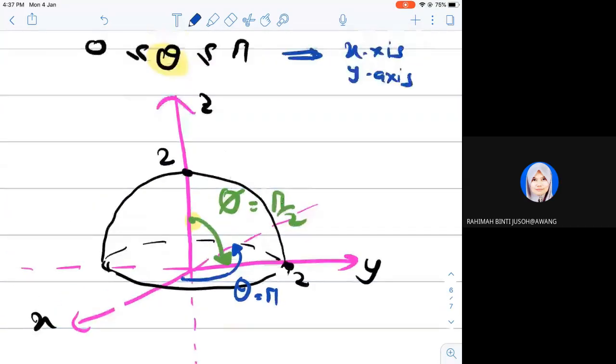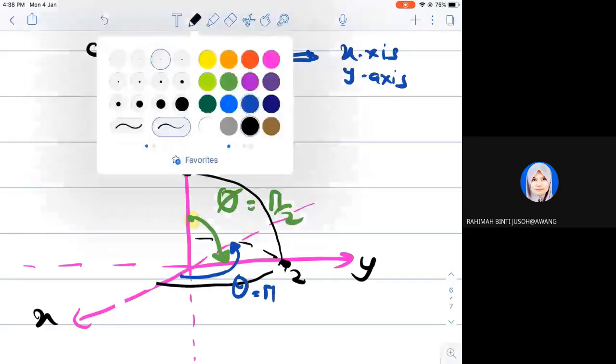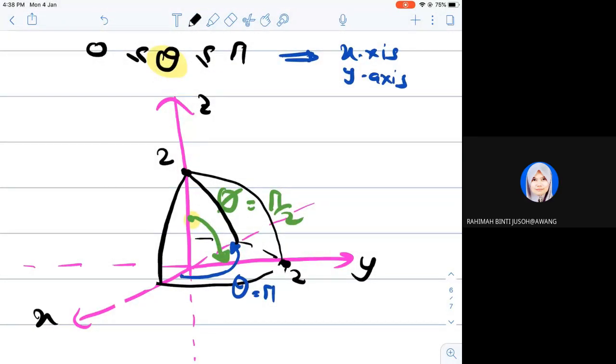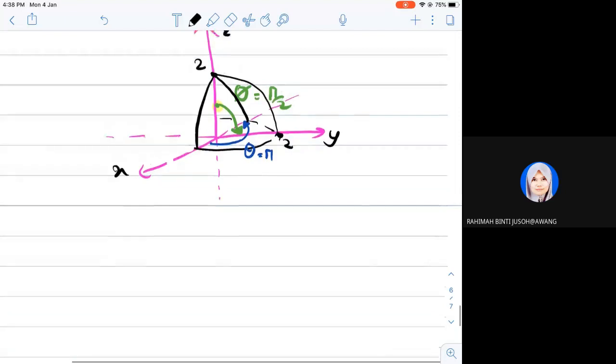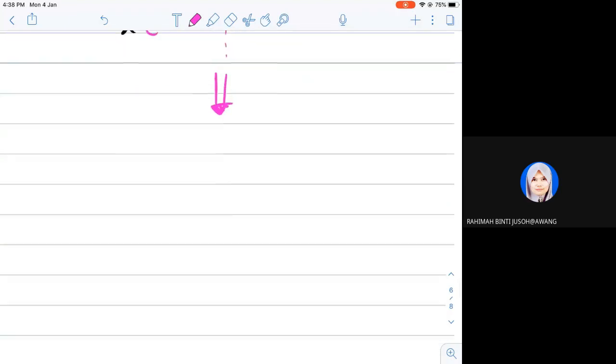So we don't have a complete circle. For a complete circle, theta goes from 0 until 2 pi, but our limit for theta is only until pi. So we don't have the left side; we just have the right side. Actually, this is a quarter of a sphere. Let me resketch this, because it's confusing. Our region G is like this.